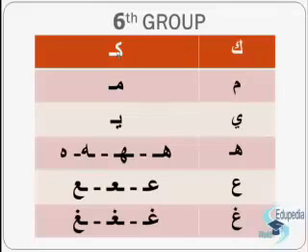For ka, this is the shape for ka at the beginning and in the middle of the word, and this is the shape of ka at the end. Ma, this is the shape at the beginning and in the middle, this one at the end. Ya, the shape of ya, beginning, middle, and this is at the end. Here's the shape of ha, beginning, middle, end joined, end not joined.